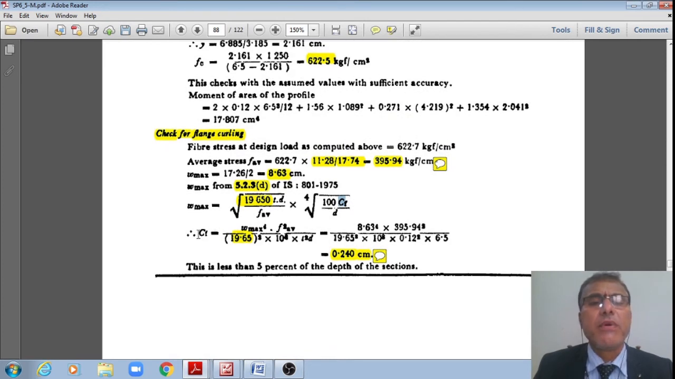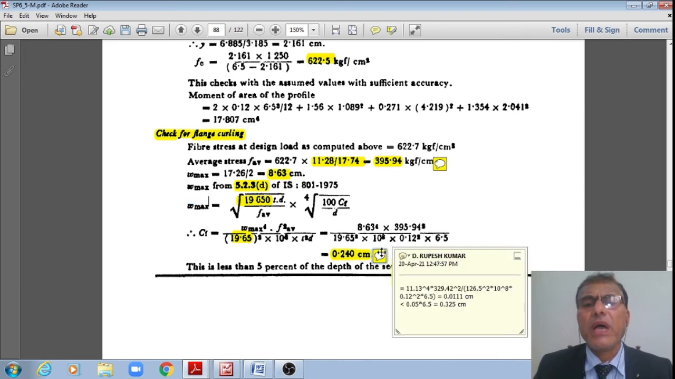Therefore, that amount of curling CF, right? Because W maximum is already known, which is 8.63. Therefore, substituting all these numeric values, what is the thickness, what is the depth, FAV, everything, now I'll get CF, right? Amount of curling is equal to 0.24 centimeter.